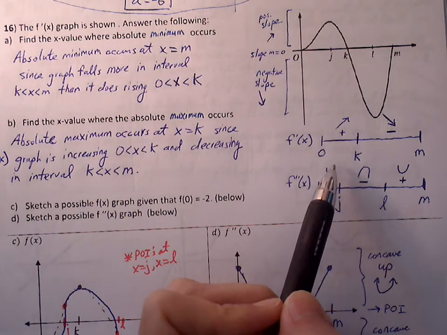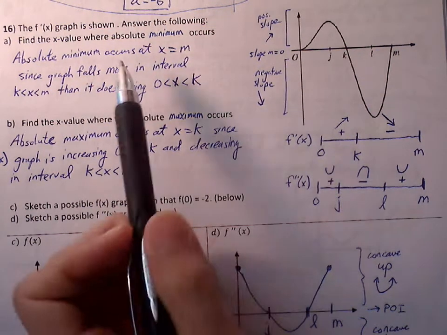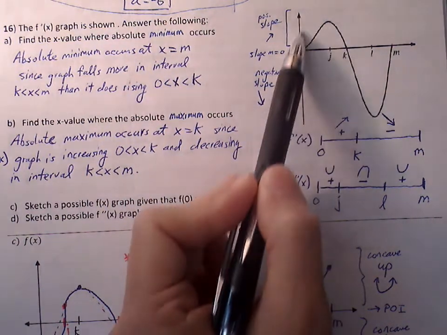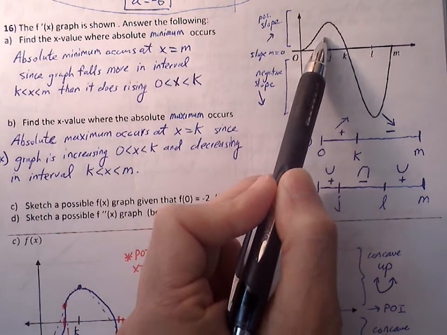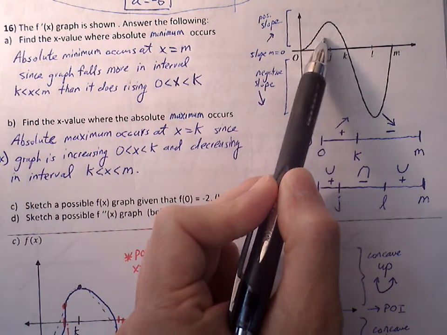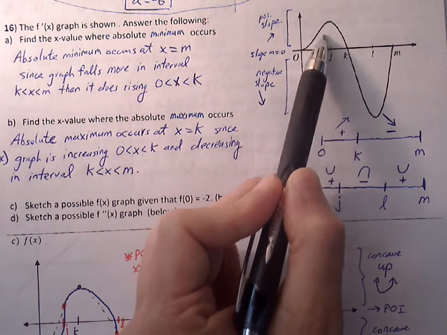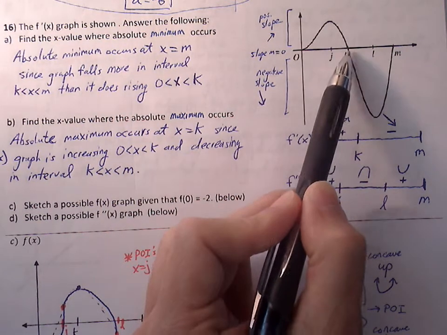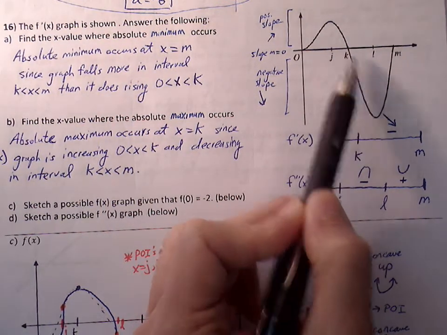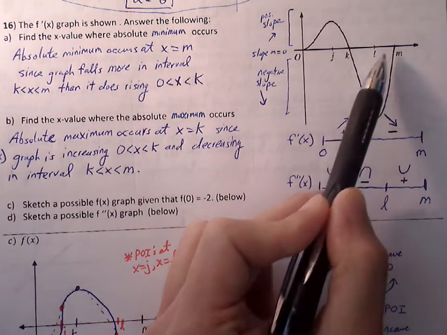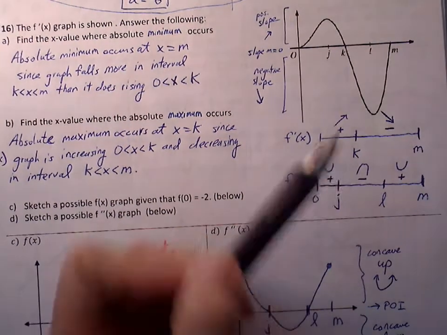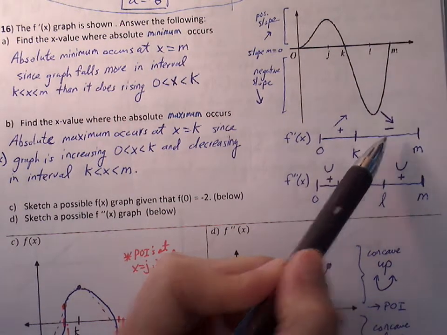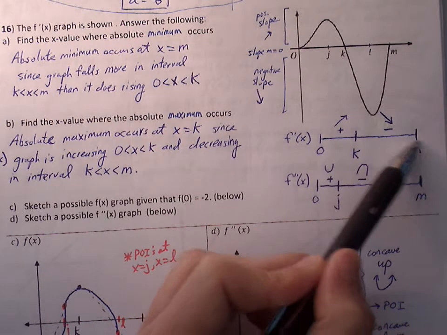And then the absolute minimum is going to occur... We know that from 0 to k is going to be rising. Let's call this 3. I'm just going to give a random number here, 3. So let's say from here it rises 3 units to a y value at k, and then it's going to fall. Let's say this is negative 6. So it's going to fall 6 all the way to the graph at m. So the graph is going to rise a little bit, but it's going to fall a lot more, and so we know that the absolute minimum is going to have to be at m.